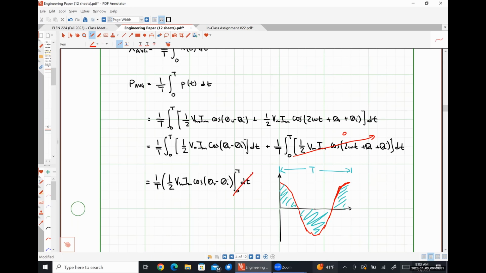So this capital T gets canceled by this 1 over capital T, and we're just left with the exact same thing that we observed previously. The DC portion of our instantaneous power is our average power. We got there intuitively just by looking at our graph, and now we have formally mathematically described why that is also true. Okay.